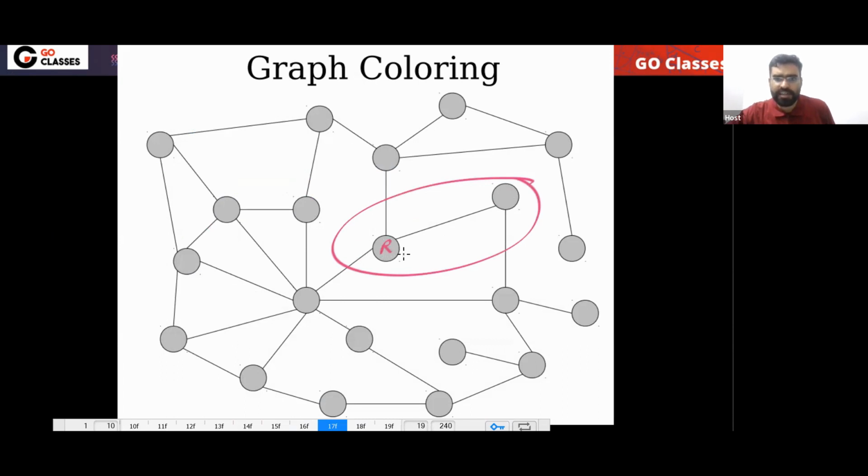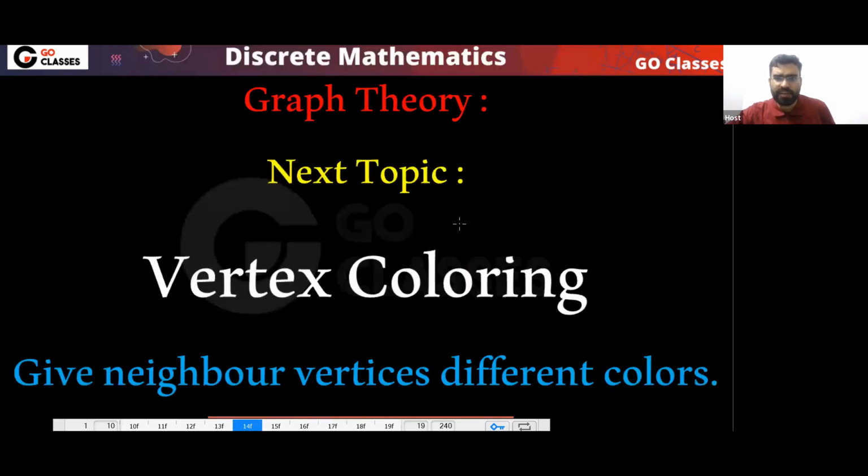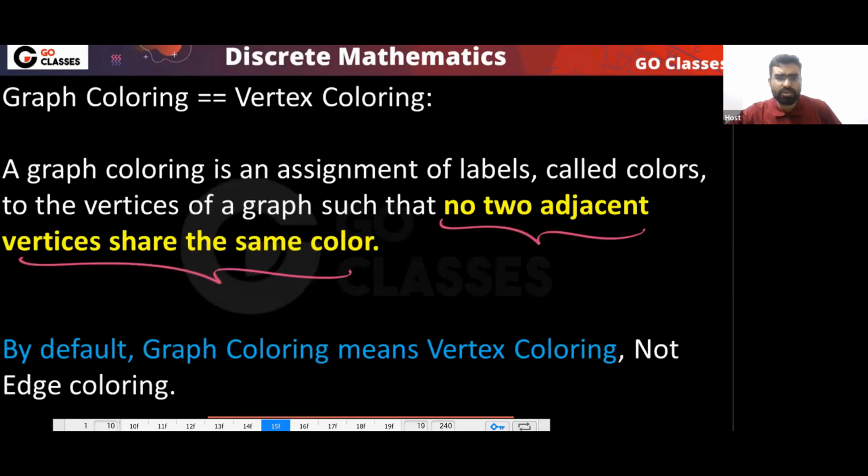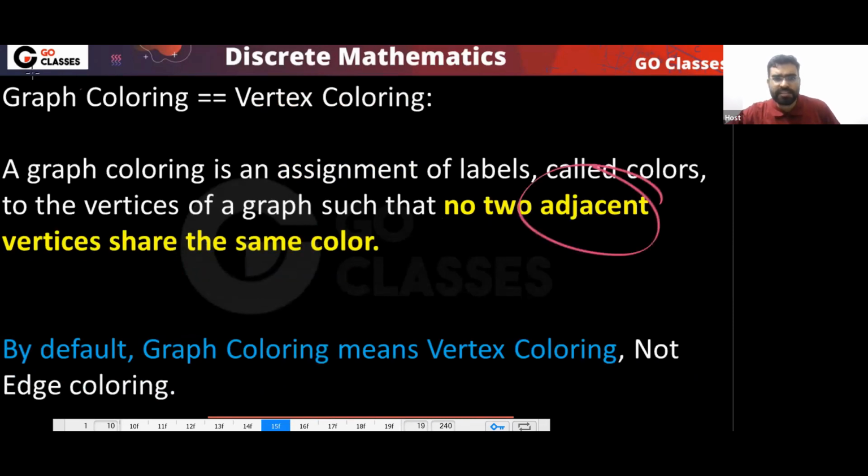For example, if I give red color to this vertex, then I should not give red color to the other, because they are adjacent. So adjacent vertices should get different colors. If I give red color here, green color here. But remember, I don't care about non-adjacent vertices. For example, this vertex and this vertex are non-adjacent. If I give red color here, I can give red color here, or I can give green color here. That is my choice. Graph coloring means no two adjacent vertices should get the same color. We only care about adjacent vertices, not non-adjacent vertices.